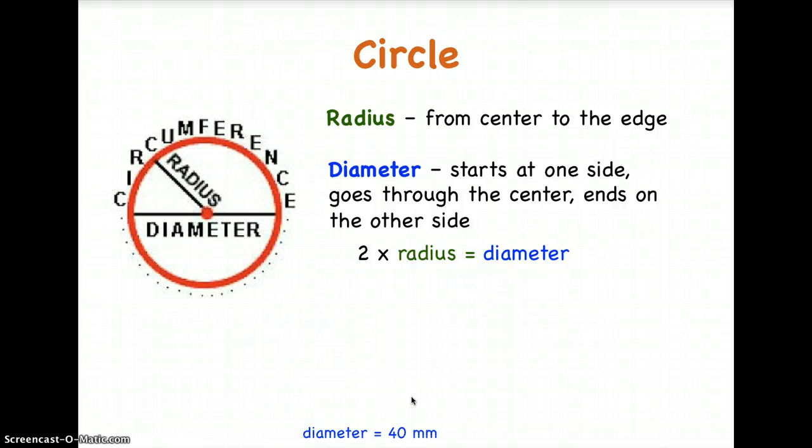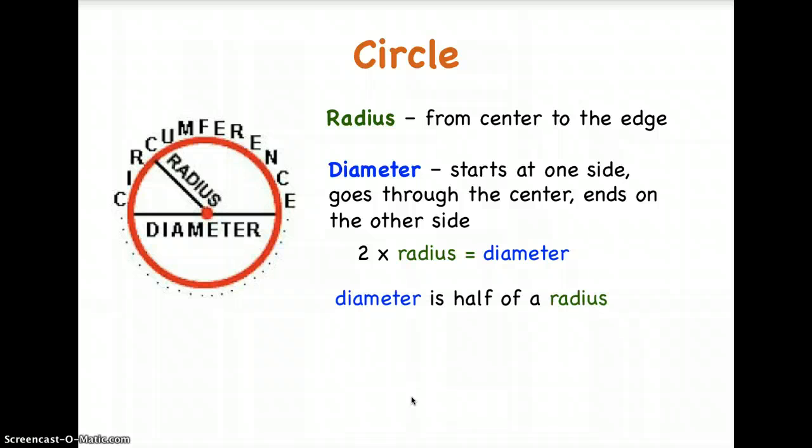Okay. Now, how about when you're given the diameter? What could be the relationship? Diameter divided by 2 is the radius. So when the diameter is 10 kilometers, you just divide 10 by 2 and you'll get the radius, which is 5 kilometers. So 10 divided by 2 will give you 5.